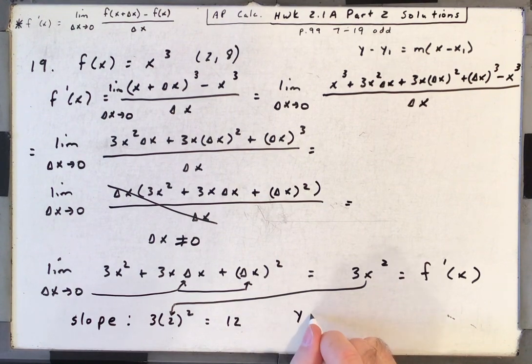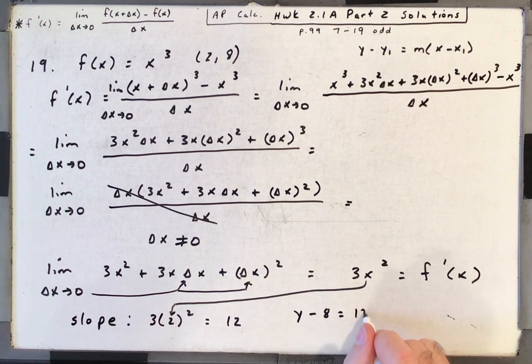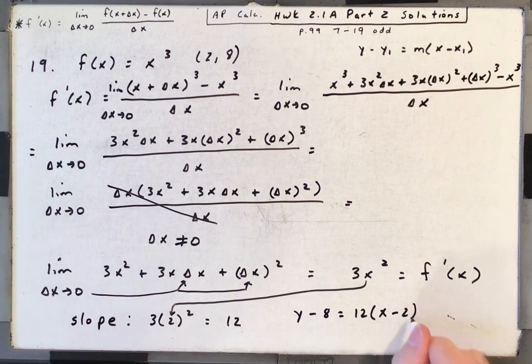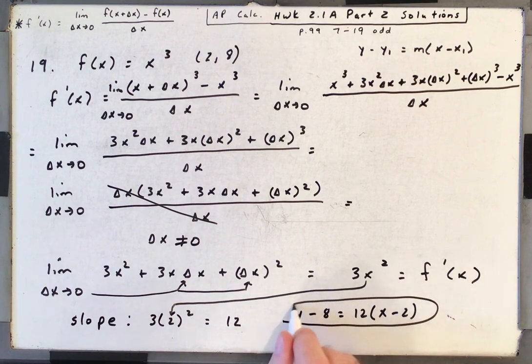So we have y minus 8 is equal to 12, the slope, times x minus 2. That is perfectly fine for me. If you want to change it to slope-intercept, just push that 8 over to the right and combine like terms and clean it up. And you would have y is equal to 12x minus 16 if you do that work. But I don't need that. This is fine. Okay, that does it for today's homework.